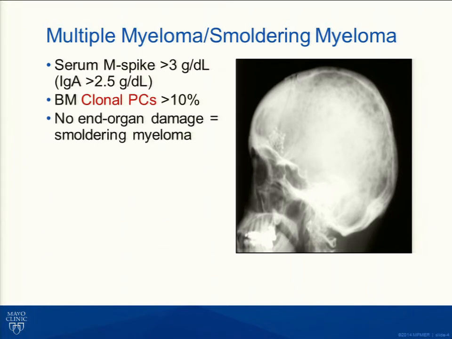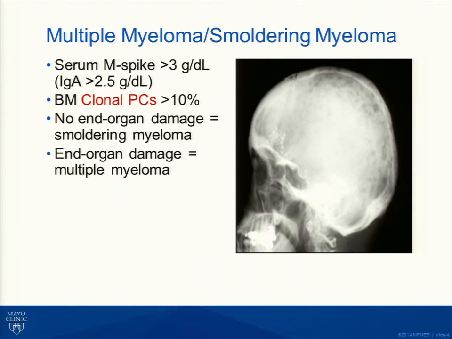Now, if you have either of these, but you have no end organ damage from the plasma cells themselves, this is termed smoldering myeloma. Conversely, if you have end organ damage, even in the absence of a high plasma cell burden determined by bone marrow examination, you are by definition dealing with multiple myeloma.